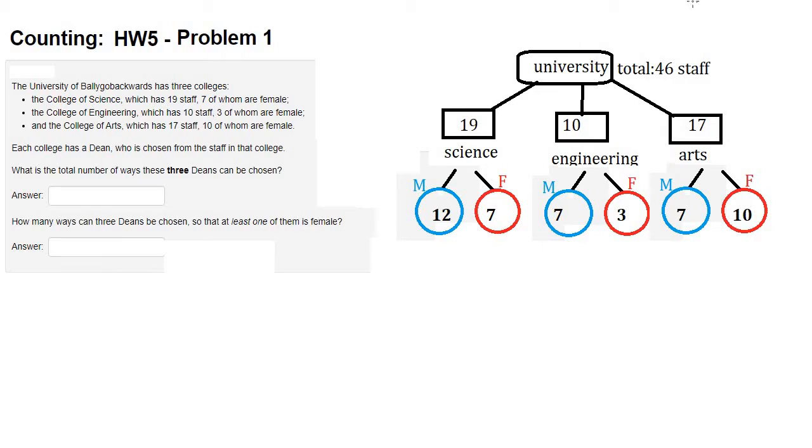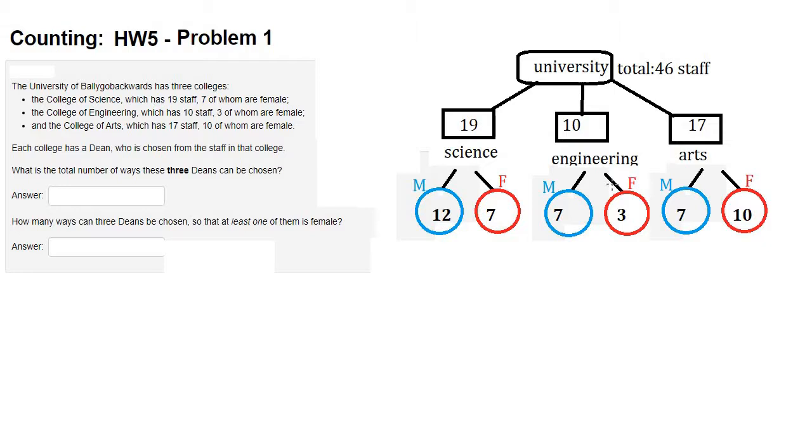Hello everybody. In this video, we're going to practice counting. This is problem number 1. A university has 3 colleges: Science, Engineering, and Arts. Science College has 19 staff, Engineering has 10 staff, and Arts has 17 staff. And male-female distribution of those staff is given in the chart.